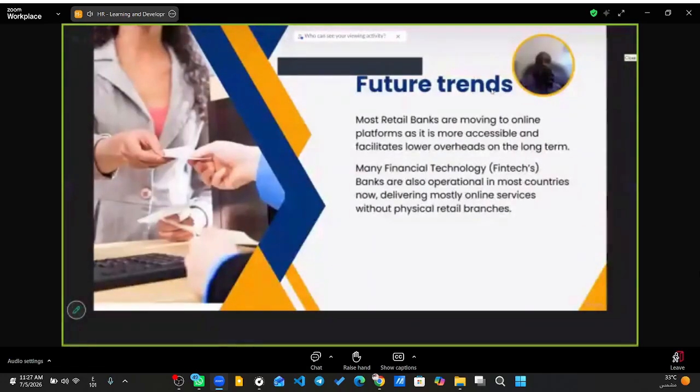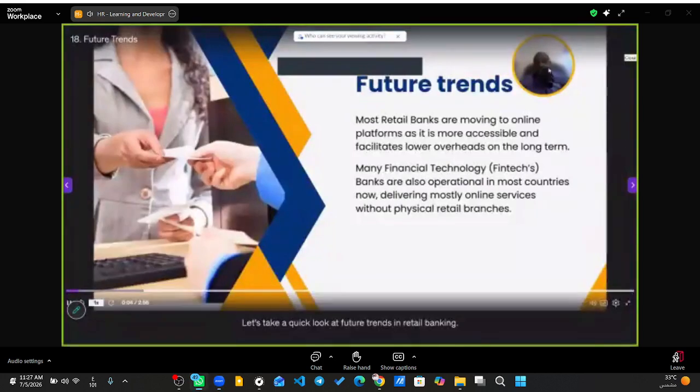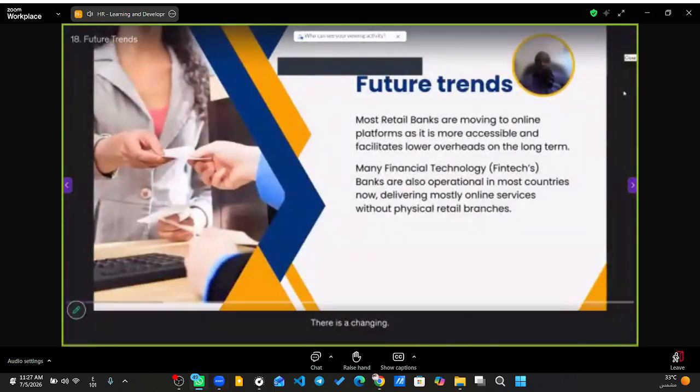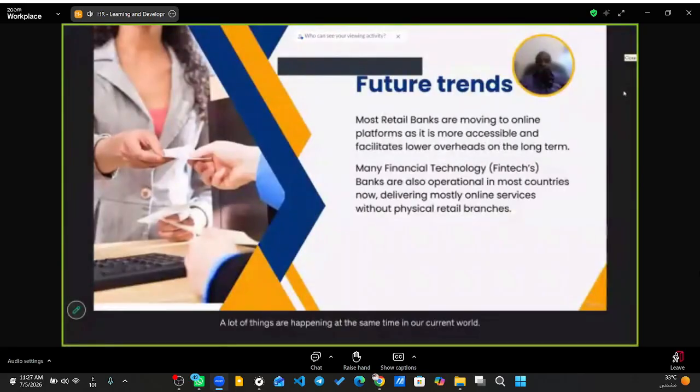Let's take a quick look at future trends in retail banking. There's a shift. A lot of things are happening at the same time in our current world. And there are going to be so many changes, in my opinion. And retail banking, investment banking, and the other segments of banking, the lines might be a bit more blurred. And there'll be that challenge to separate and convince the regulators that each segment of that industry is doing what it should do, as not creating risk for the other in the way they interact.